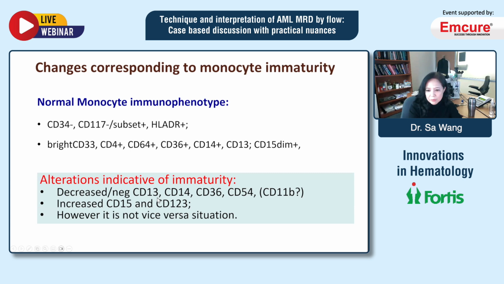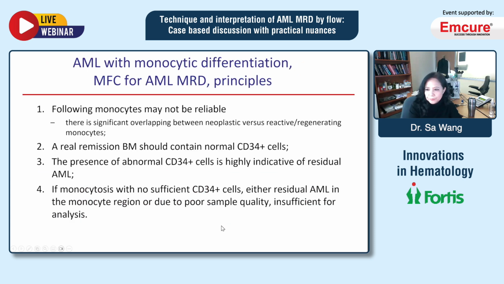So this is how we summarize: if they have very significant decrease or negative CD13, decreased CD14, decreased or negative CD36, and also CD54, increased CD15 and CD123. So if you see a lot of these markers, they are actually consistent with immaturity. However, this is not a vice versa situation. What does it mean? If you see a completely mature immunophenotype, it does not mean your monocytes are mature, right? So this is very important to remember.